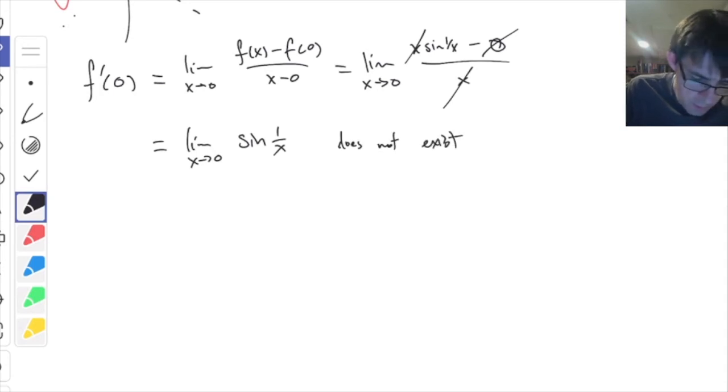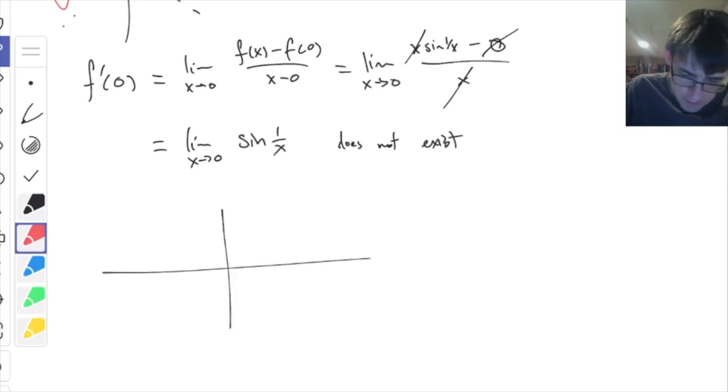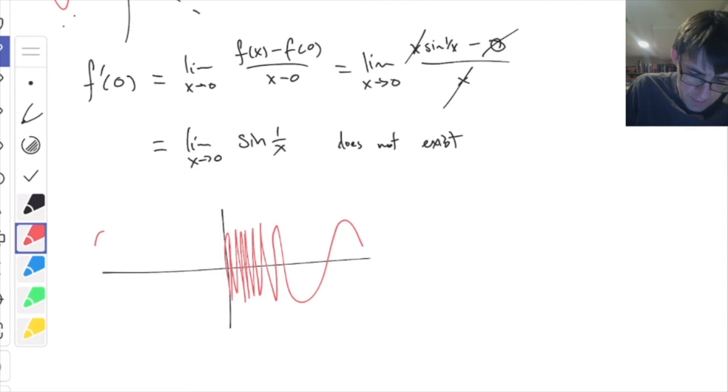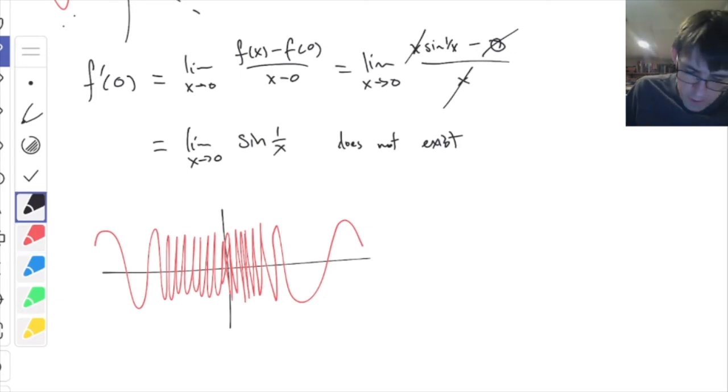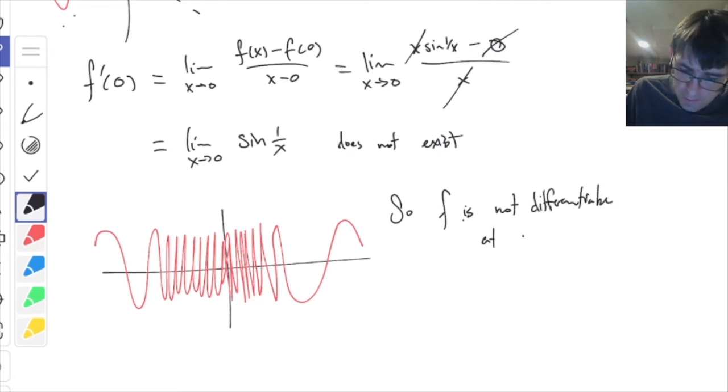If you recall, sine of 1 over x, its graph looks like this. It's the same kind of thing, only its values are always between 1 and minus 1. But anyway, the limit as x goes to 0 of that does not exist because as you approach 0, the y values do not get close to any particular number. They continue to oscillate between negative 1 and 1. All right. So the moral of the story is f prime, well, can I just say f is not differentiable at x equals 0.